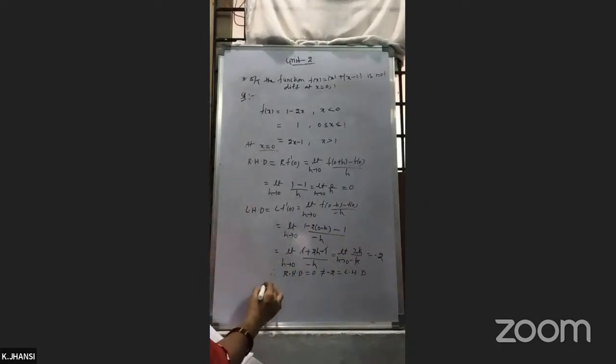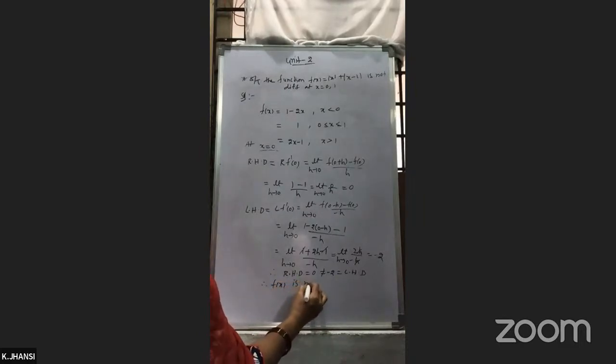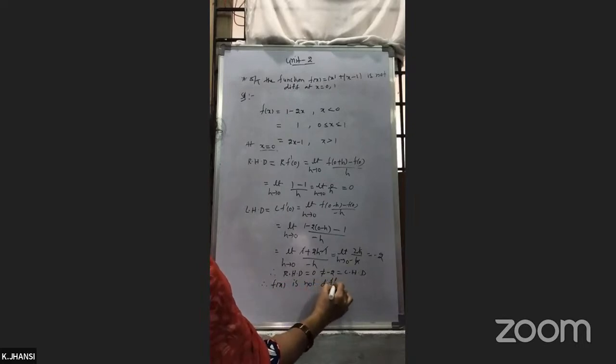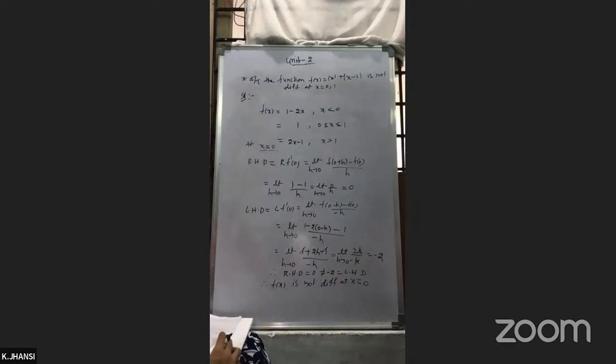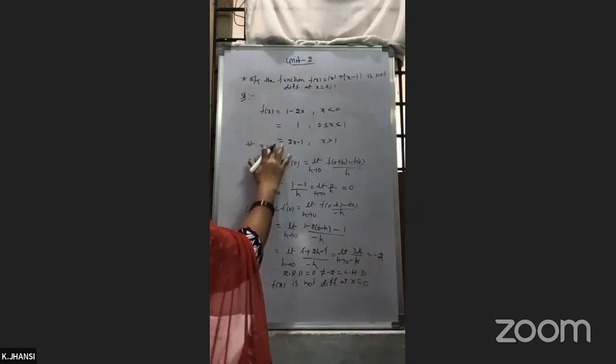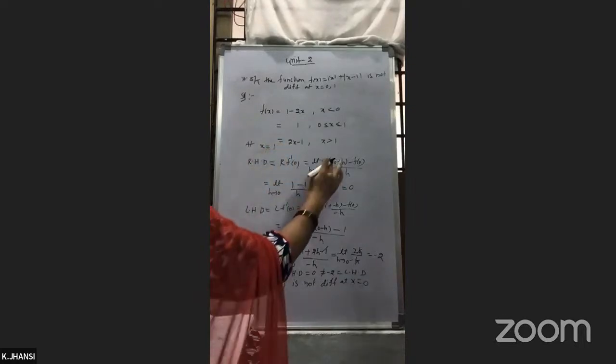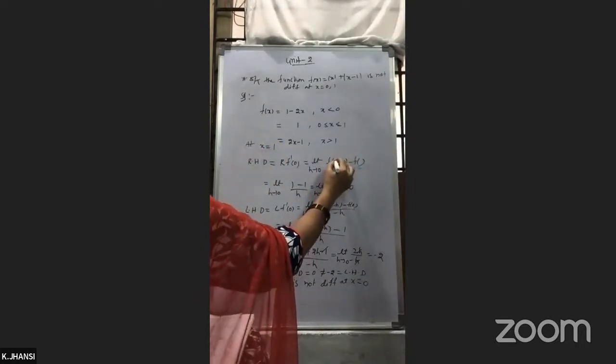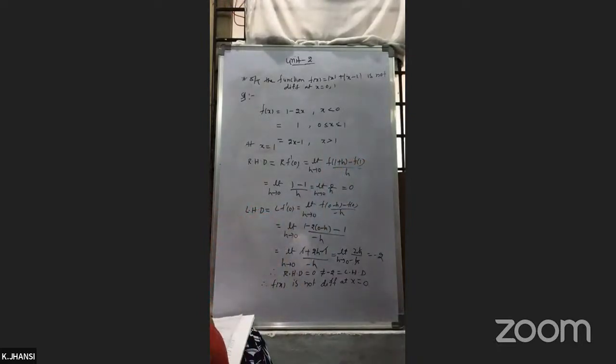Okay, therefore f of x is not differentiable at x equals to 0. Okay. Now in a similar way you can see at x equals to 1. So this is 1 plus h and this is f of 1. So what is f of 1 plus h? It means x greater than 1. Okay. So x greater than 1, what is the function? 2x minus 1.